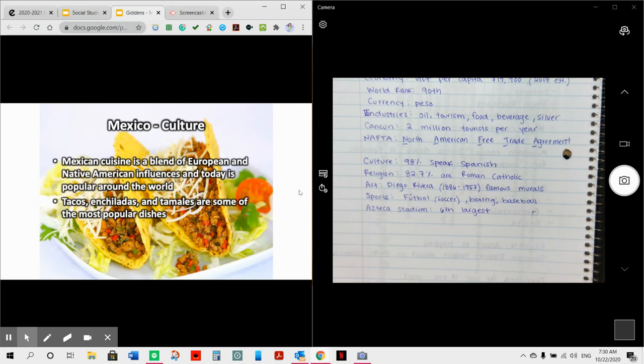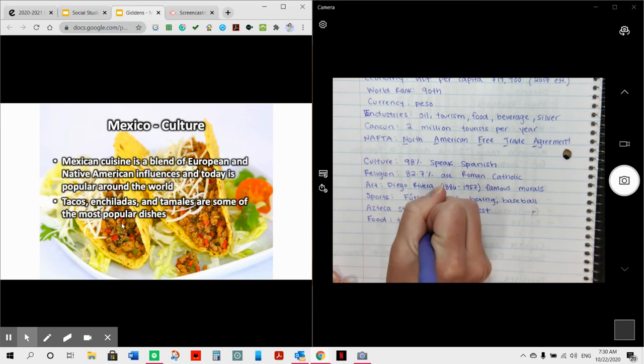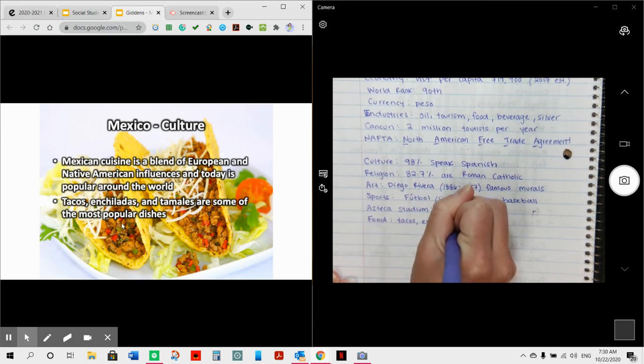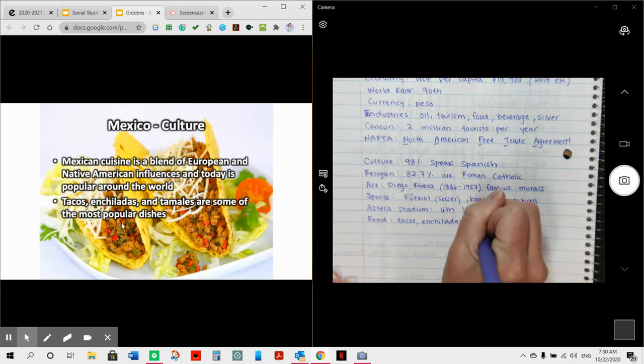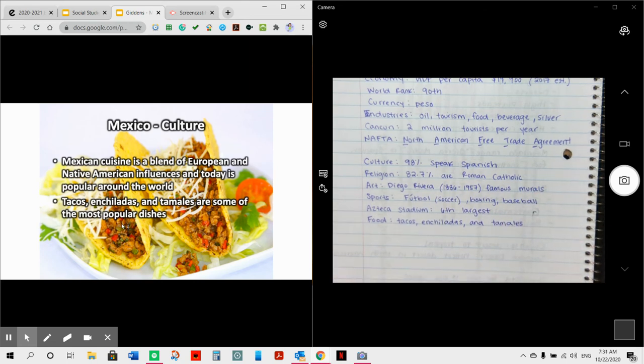More about Mexican culture. Mexican cuisine is a blend of European and Native American influences and today is popular around the world. Tacos, enchiladas, and tamales are some of the most popular dishes. So we're going to write food, aka like cuisine. Food would be tacos, enchiladas, tamales, and it's common to see these types of foods in and around Texas in our area because we have the influence of being so close to Mexico. So we have kind of Tex-Mex food, which is Texas and Mexican food combined.